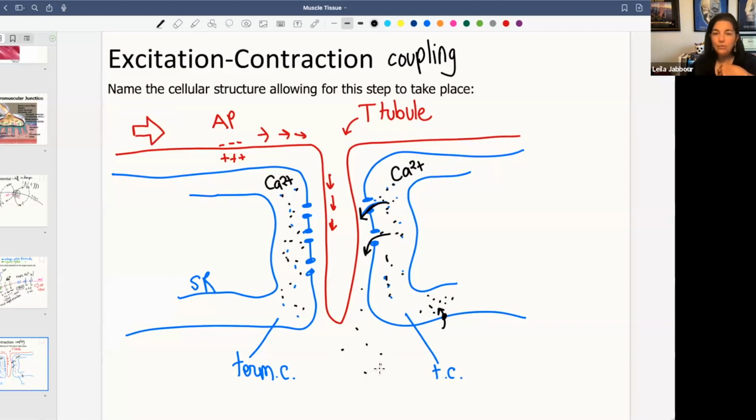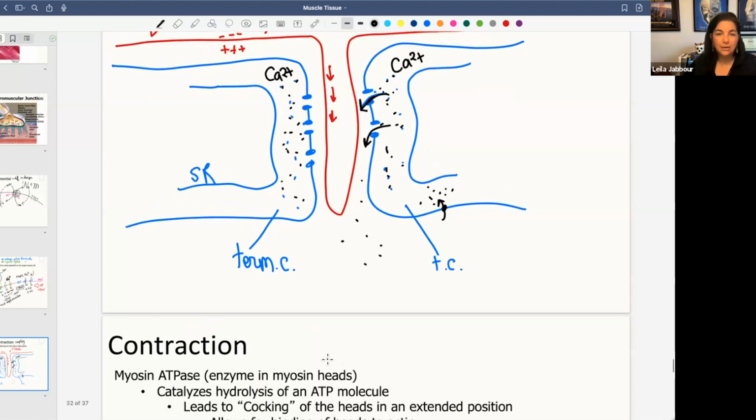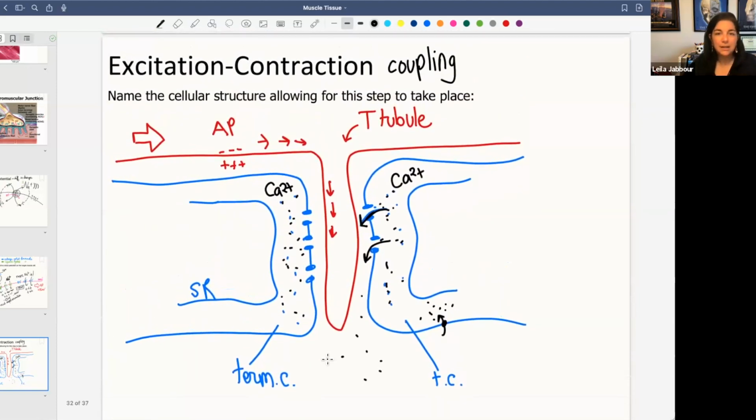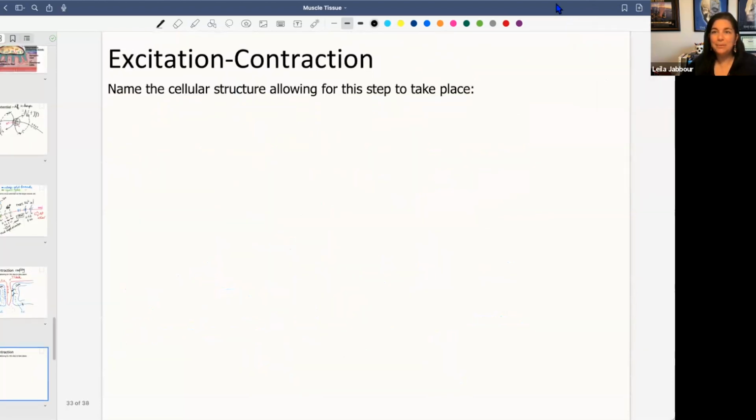And guess who is very interested in the availability of all of these calcium ions? It is the troponin-tropomyosin complex. And I'm realizing I don't have room here to draw that, so I'm just going to add a page. Here we go.